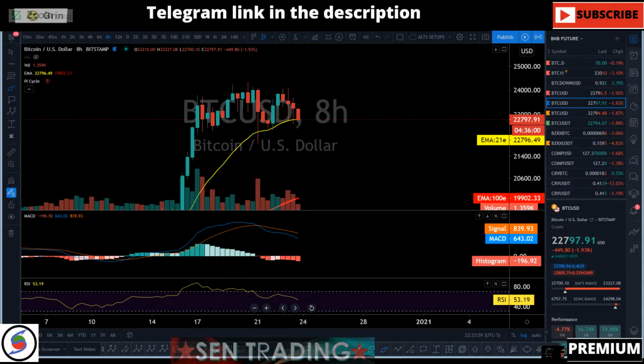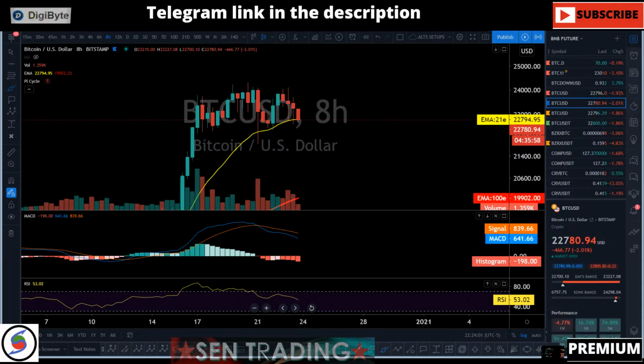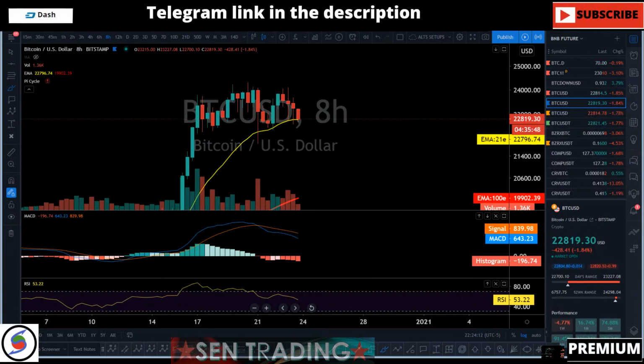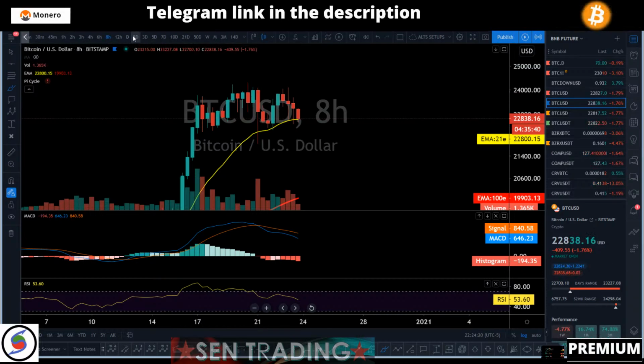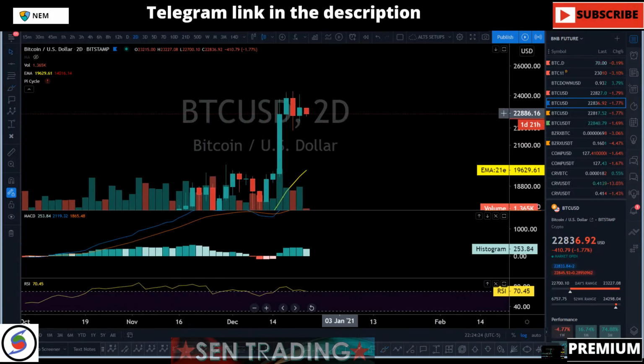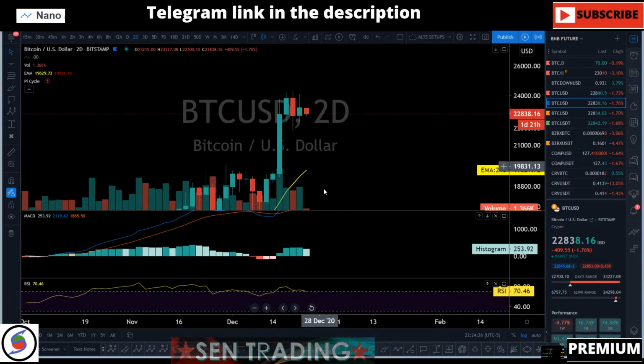So we're going to talk about LINK and 0x. Let me write it down so I don't forget. So LINK and 0x, all right, 0x. So let's take a look at the 2-day time frame, all right. When we take a look at the 2-day time frame, it doesn't look that bad, okay.